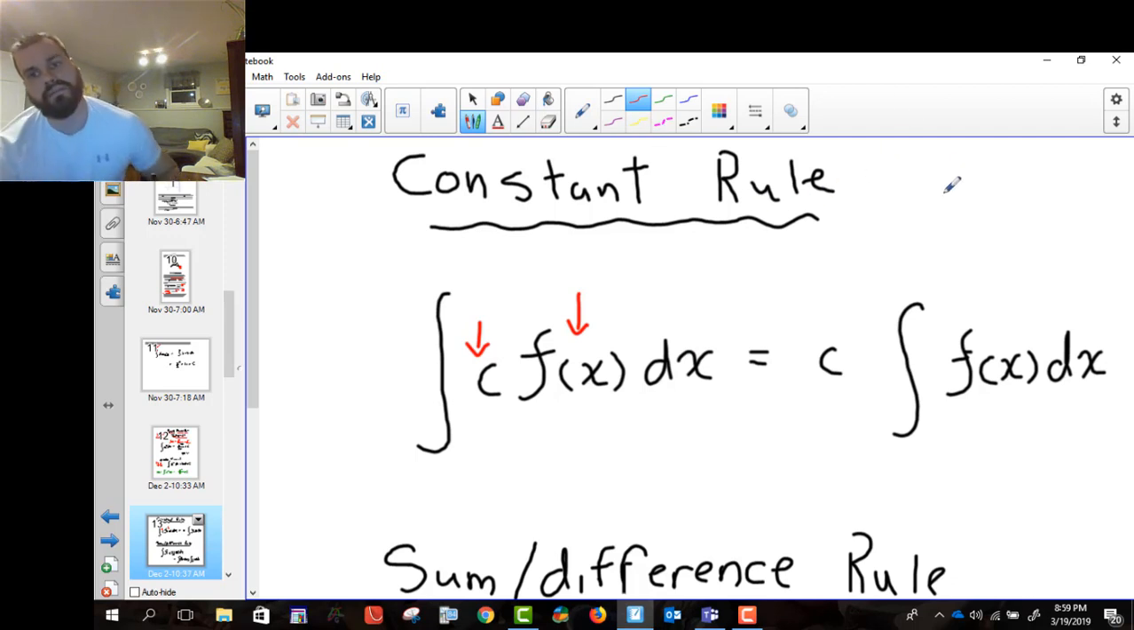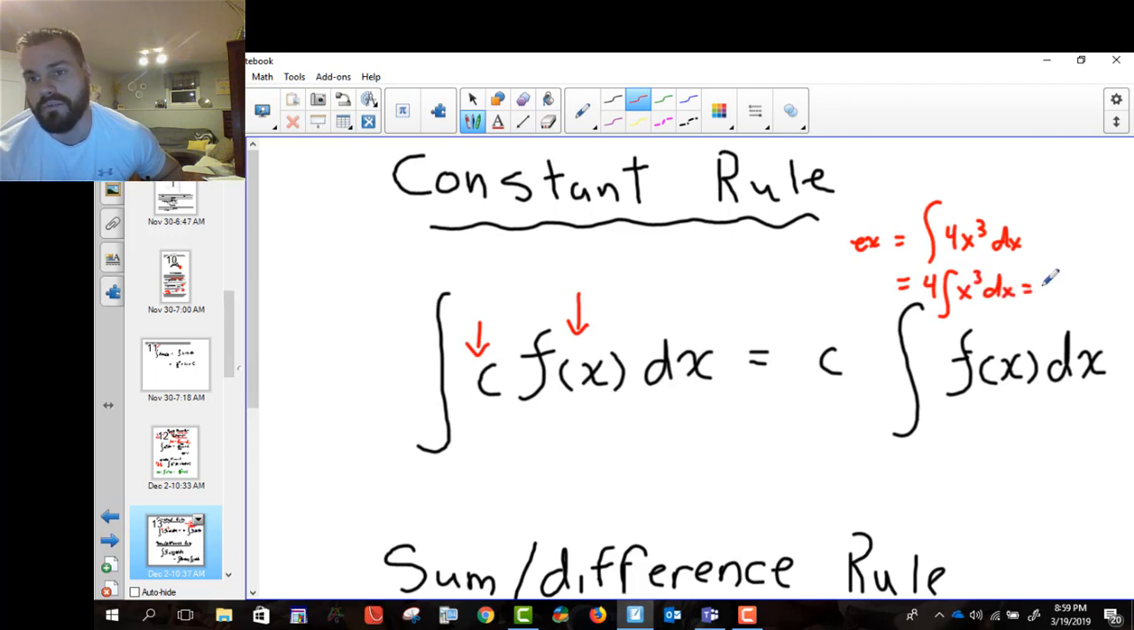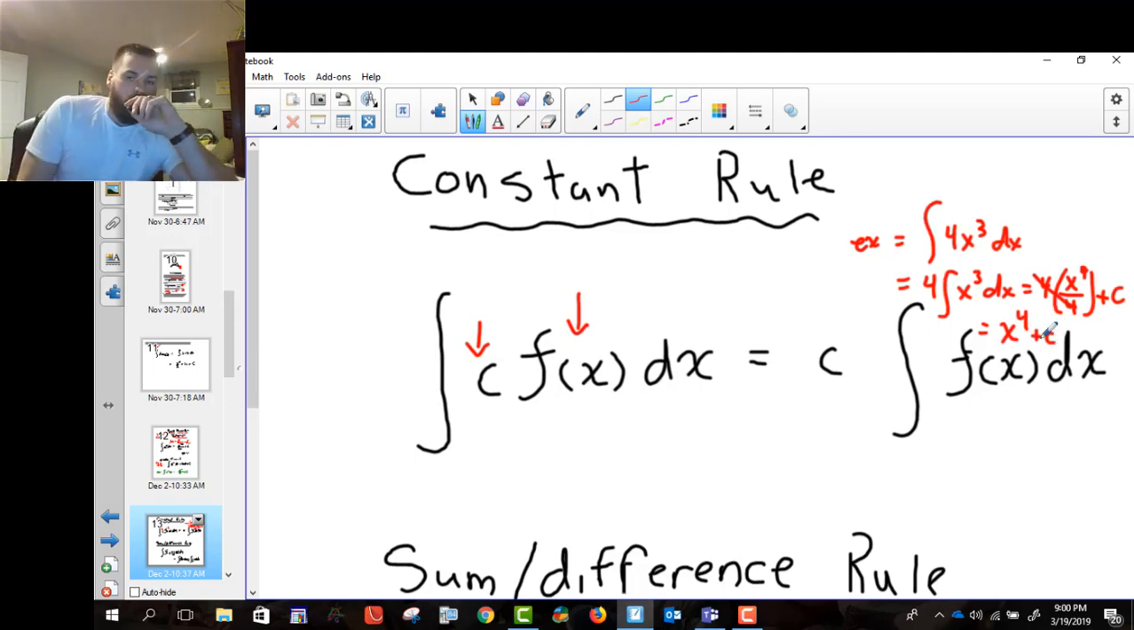So in other words, if I had, for example, the integral of 4x cubed dx, then what this rule says is that's the same thing as 4 times the integral of x cubed dx. We use the power rule, x to the 4 over 4, and then plus c. And what happens is the 4's cancel. So my answer would be x to the 4 plus c. Okay? So all the constant rule says is if you have a constant, just stick it out front, and take the integral of the function.